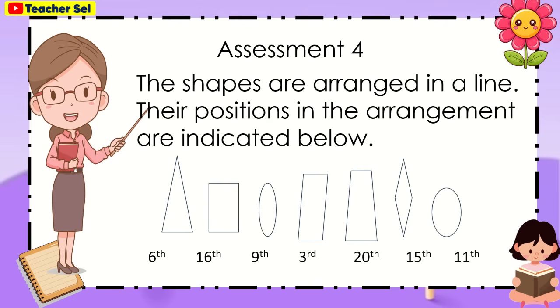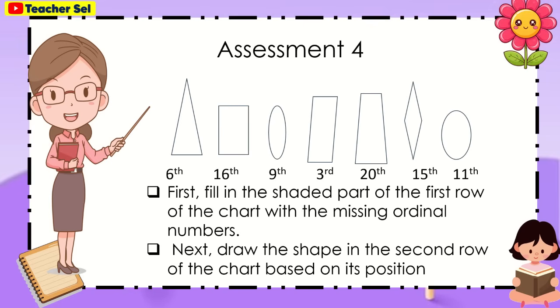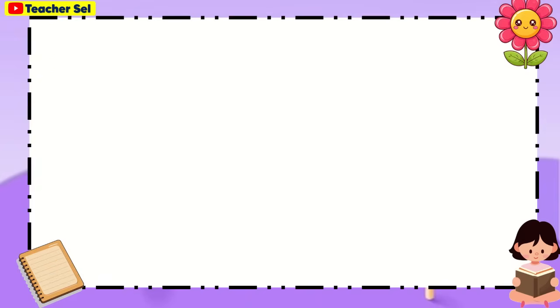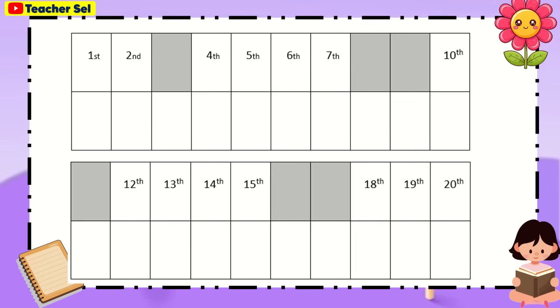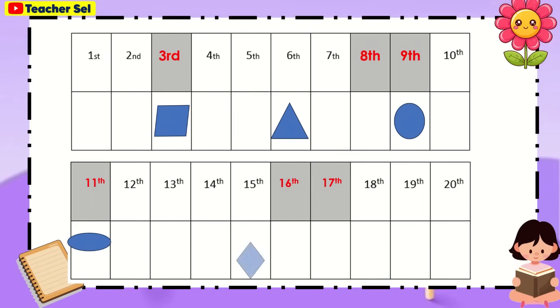The shapes are arranged in a line. Their positions in the arrangement are indicated below: 6th, 16th, 9th, 3rd, 20th, 15th, and 11th. First, fill in the shaded part of the first row of the chart with the missing ordinal numbers. Next, draw the shape in the second row of the chart based on its position. Here are the correct answers.